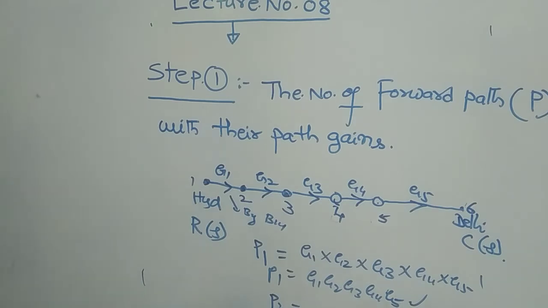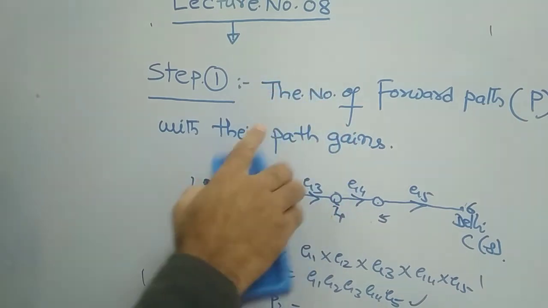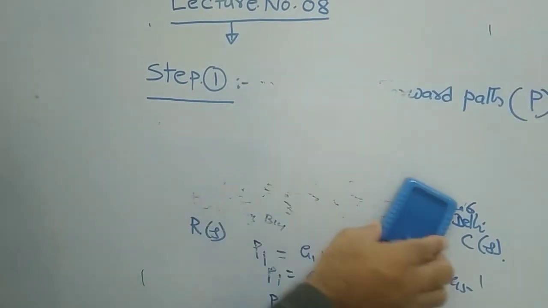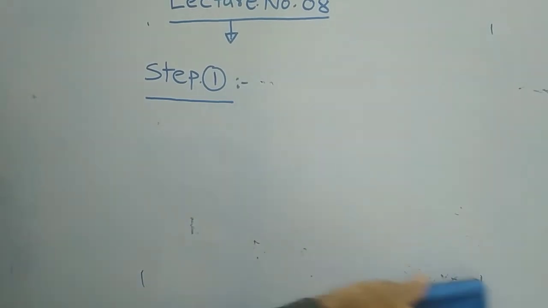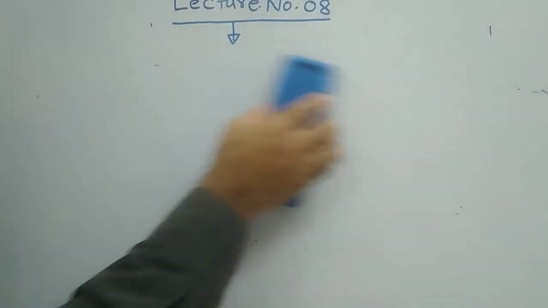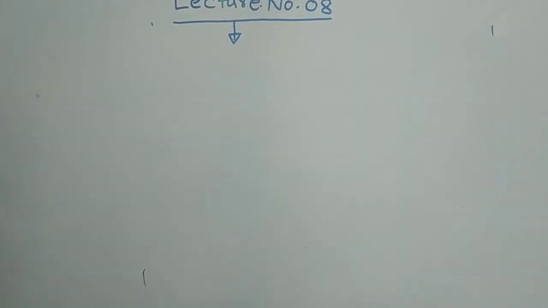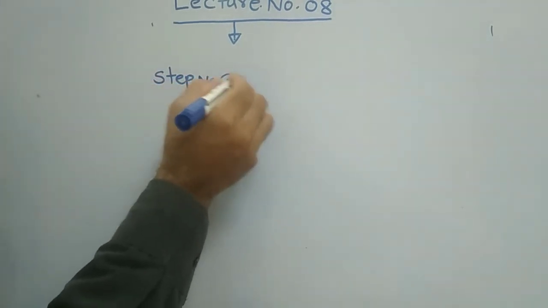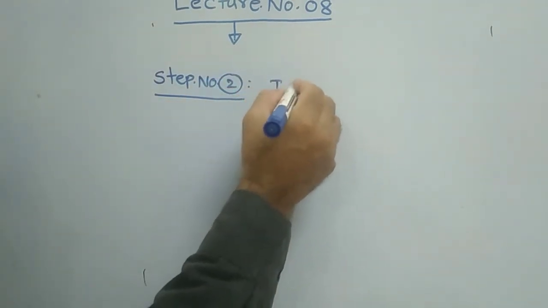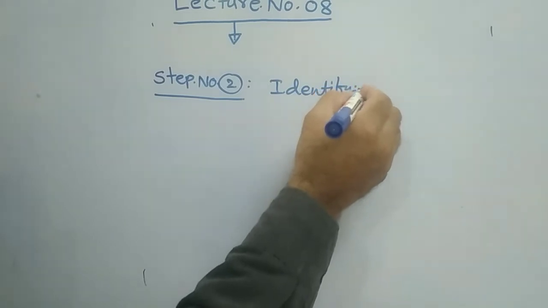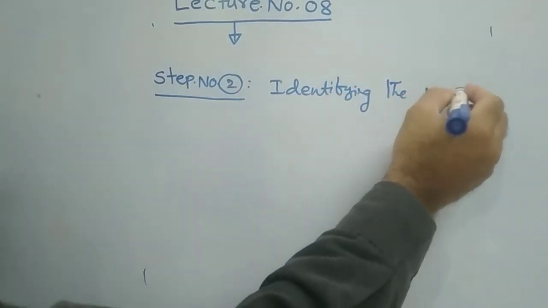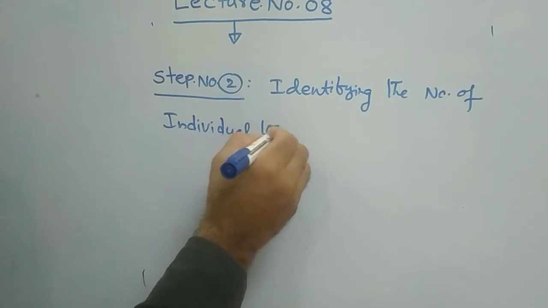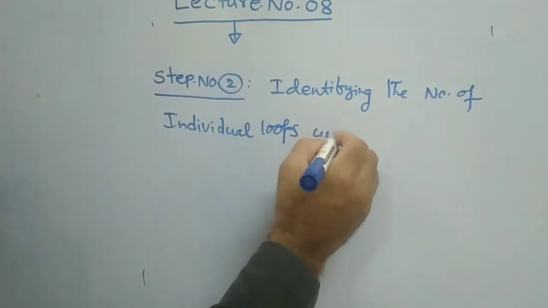Now, what is step number 2? Step number 2 is identifying the number of individual loops in the given signal flow graph, the number of individual loops with loop gains.